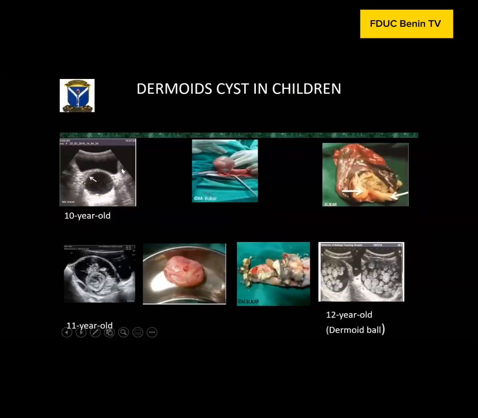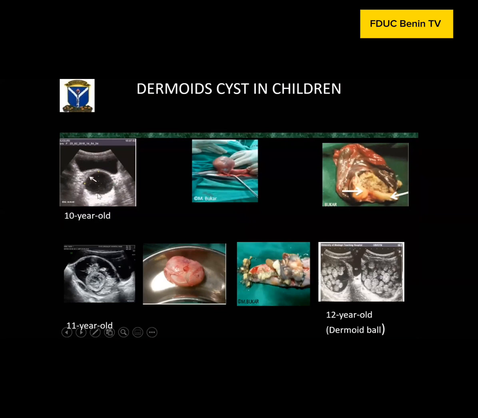Dermoid is the commonest benign tumor in children. And we have 3 examples here. 10-year-old, you can see this well-circumscribed cyst. Look at this good sound transmission. Here you can see an asymmetric wall thickening. This is a feature of chronic torsion. No wonder this young girl presented with recurrent lower abdominal pain.